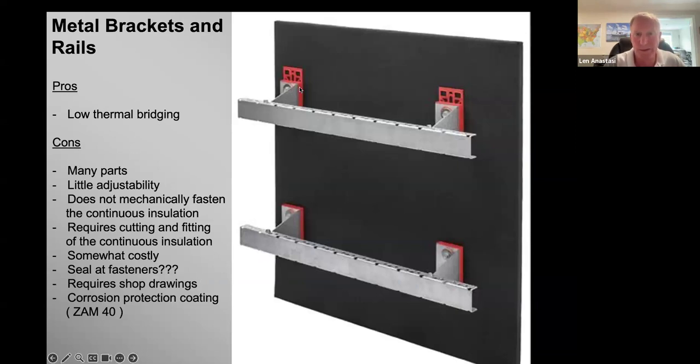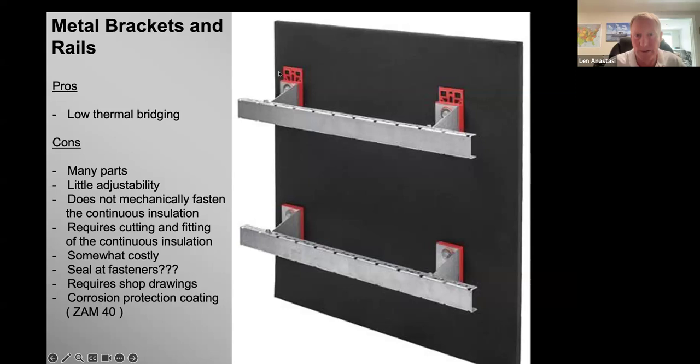So this is probably one of your more well-used systems. This one, it's just a stanchion and a metal rail. It has low thermal bridging here because you don't have a lot of metal going through the wall, but there's a fair amount there. The cons are there's a lot of parts to this. There's some adjustability, but not a lot. It doesn't mechanically fasten the continuous insulation. They say that this rail will, but if you move the rail out a little bit and it's not tight against your continuous insulation, it can fall away from the wall and you get convecting air currents behind it. Now your insulation's not doing its job.